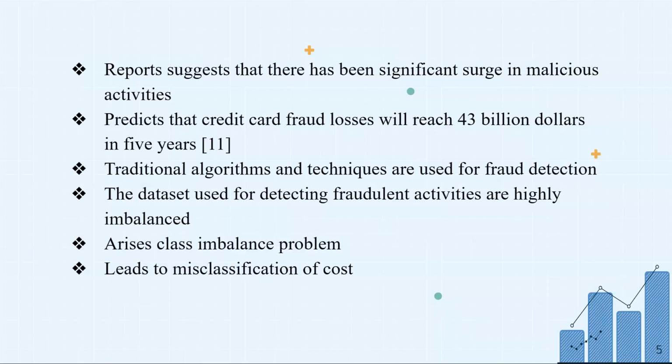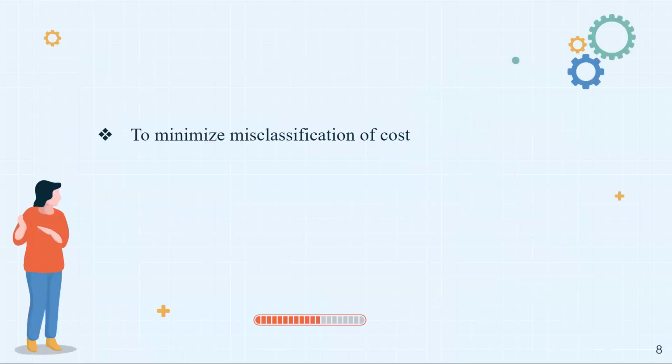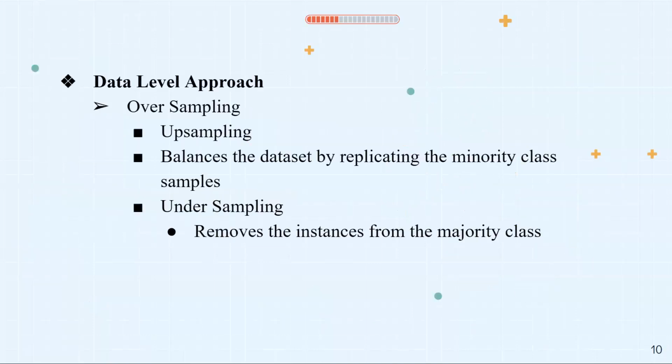So what these traditional algorithms do is that they try to even out the data set, ignoring the negative classes or the minority classes, and make predictions based on that, which will cause poor generalization or a classification error, which also leads to misclassification cost. So my objective is to minimize the misclassification cost.